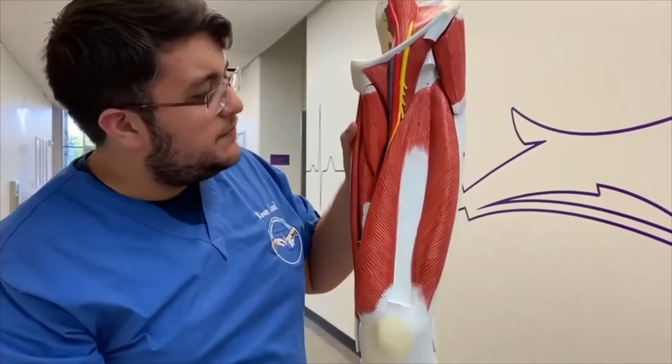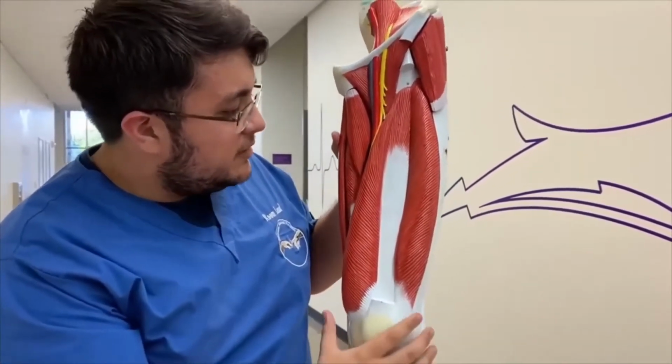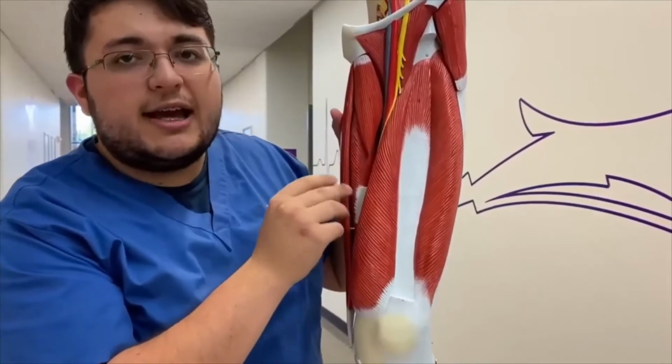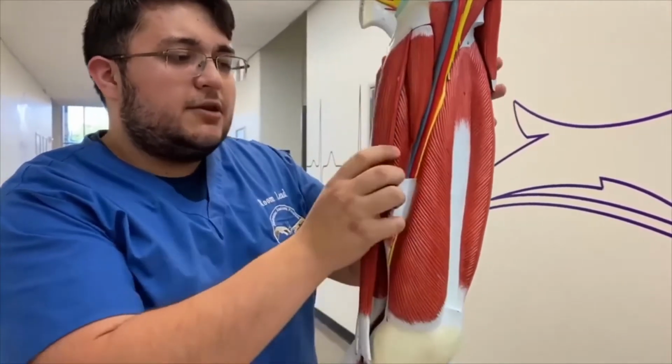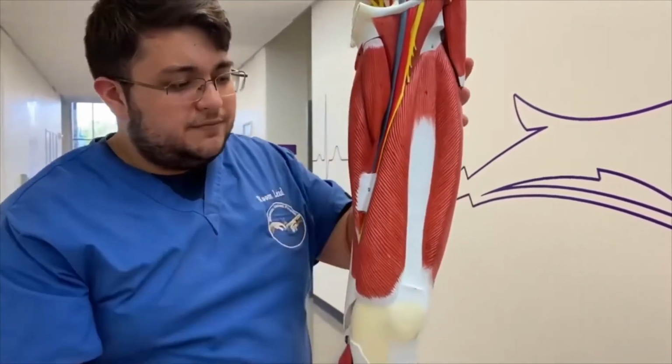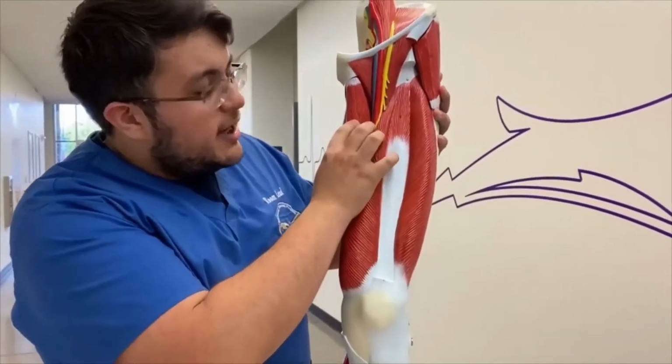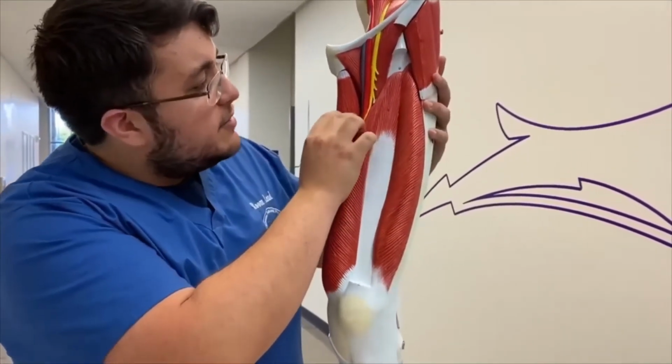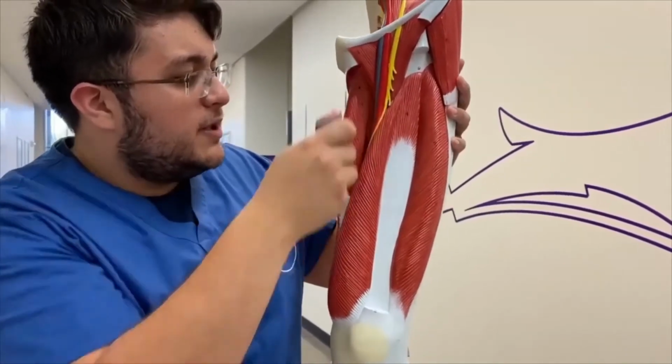Sartorius, goodbye. Now we have our medial compartment. So our medial compartment are all the adductor muscles. So first up, we have our gracilis right along here. Just removed it. We have our adductor longus. Our adductor longus is going to be pretty prominent right along here. We can go ahead and remove that as well.